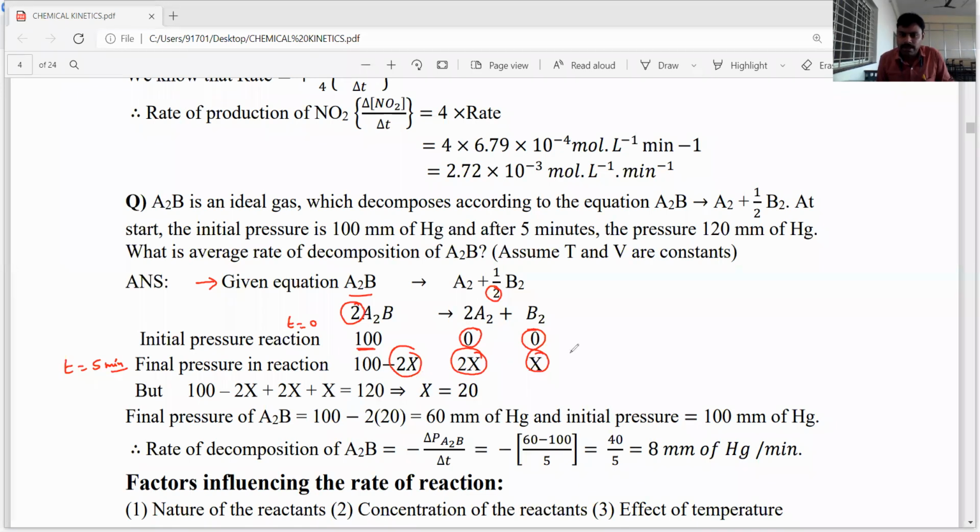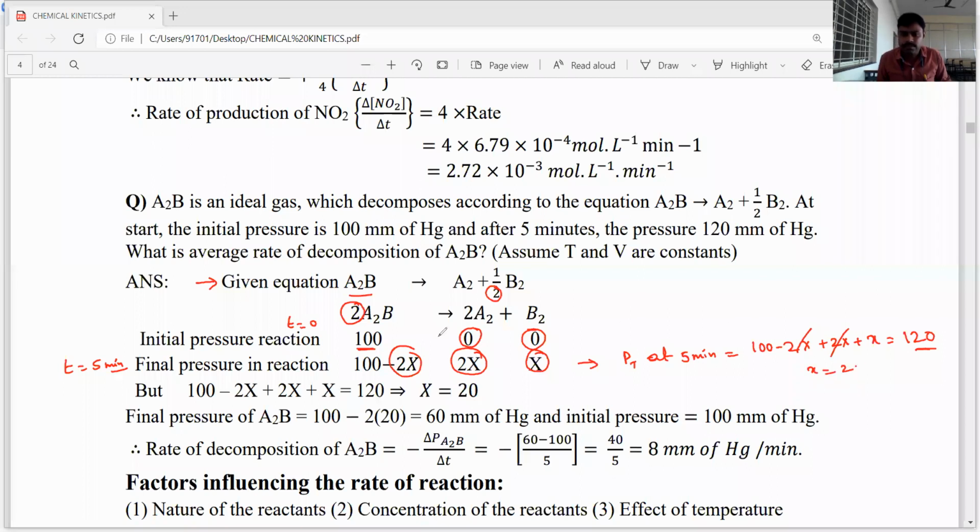Then the total pressure at 5 minutes is equal to 100 minus 2x plus 2x plus x, which equals 120 mm of Hg. Then we have to find out x. This 2x will cancel, dear students. So 100 plus x is equal to 120, then x is equal to 20.